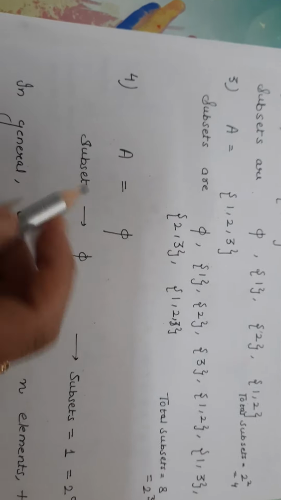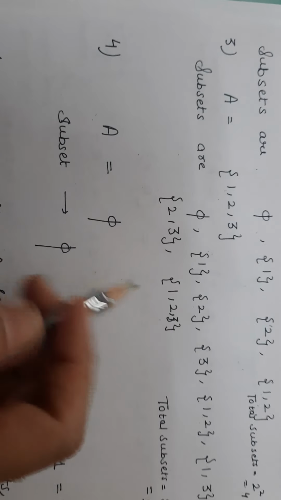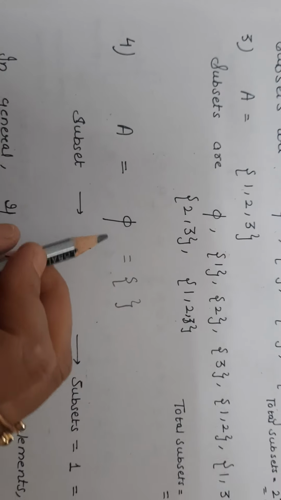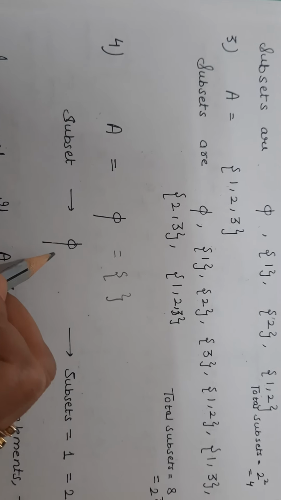Now the fourth part, if A is phi, its only subset will be phi, because phi means these empty brackets. It means it does not contain any element. So its only possible subset is phi.